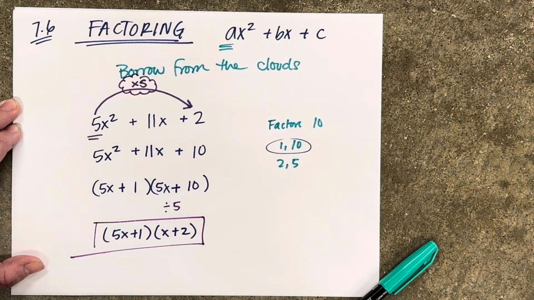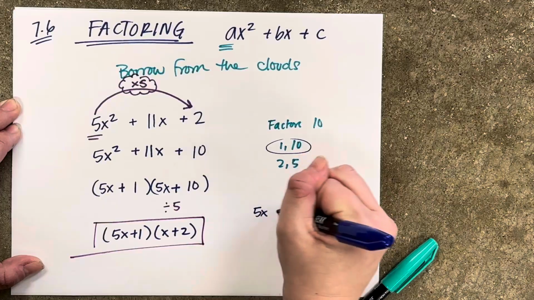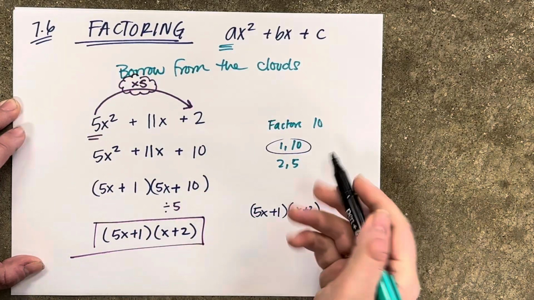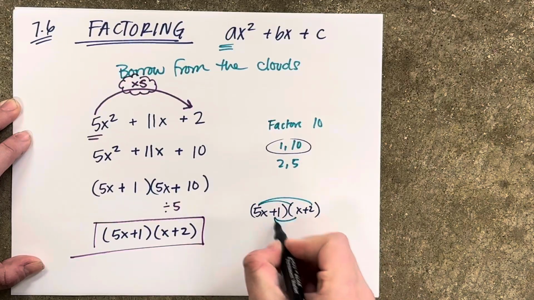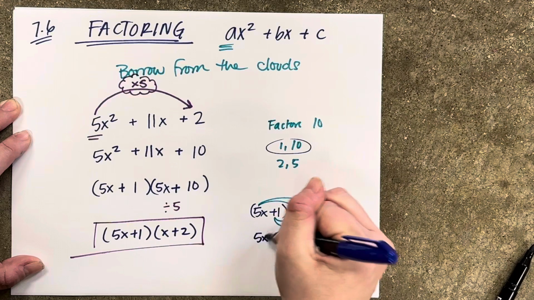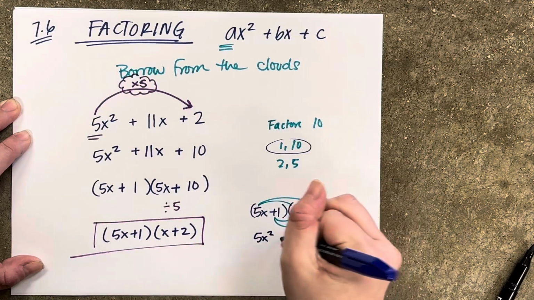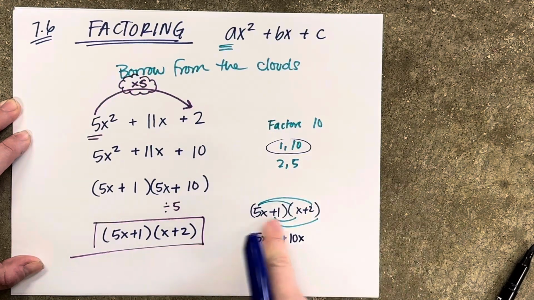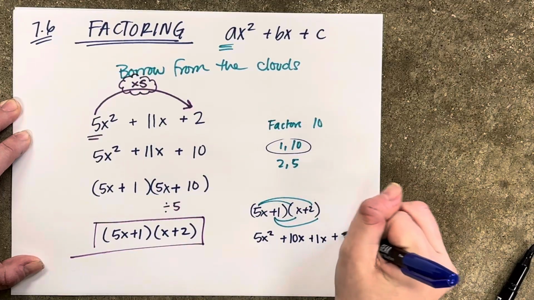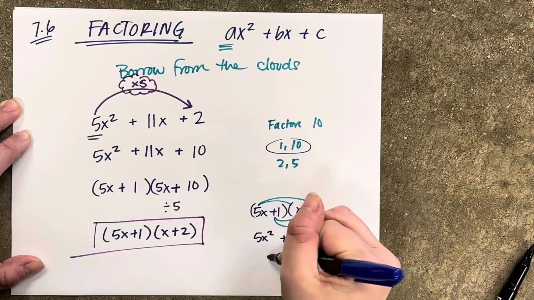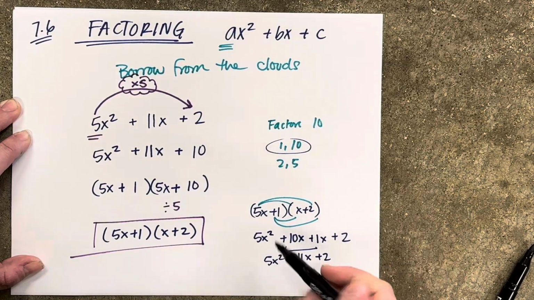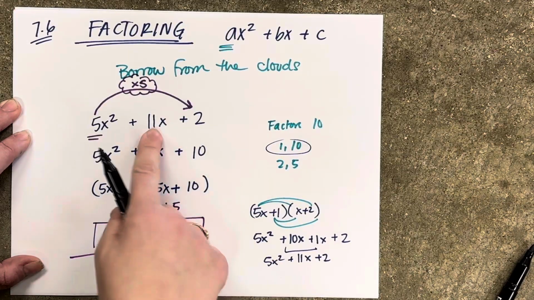We could double check our work, which I always think you should. Okay, so you FOIL first, outside, inside, last. 5x times x is 5x squared. 5x times 2 is plus 10x. 1 times x is plus 1x. 1 times 2 is plus 2. Combine like terms and you get 5x squared plus 11x plus 2. What do you know? It's exactly what we started with, okay?